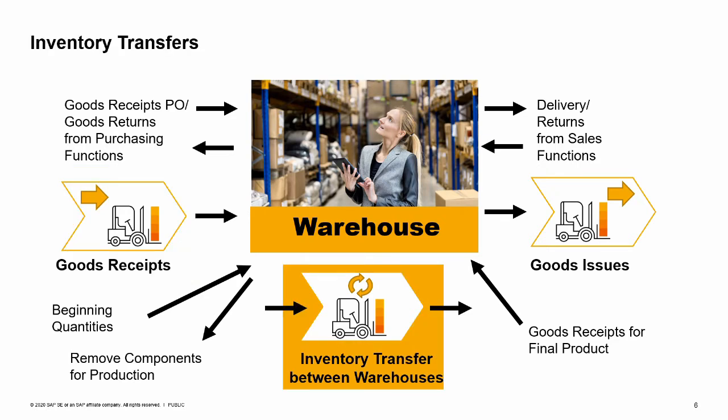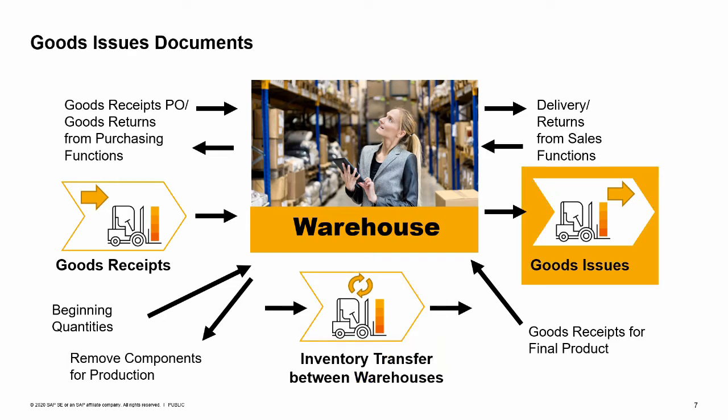Inventory transfers are used to move stock between warehouses. Goods issues can be useful for cases where items are damaged, perhaps by a flood in a warehouse. If water damage renders them useless and unable to sell, they are removed from the warehouse.